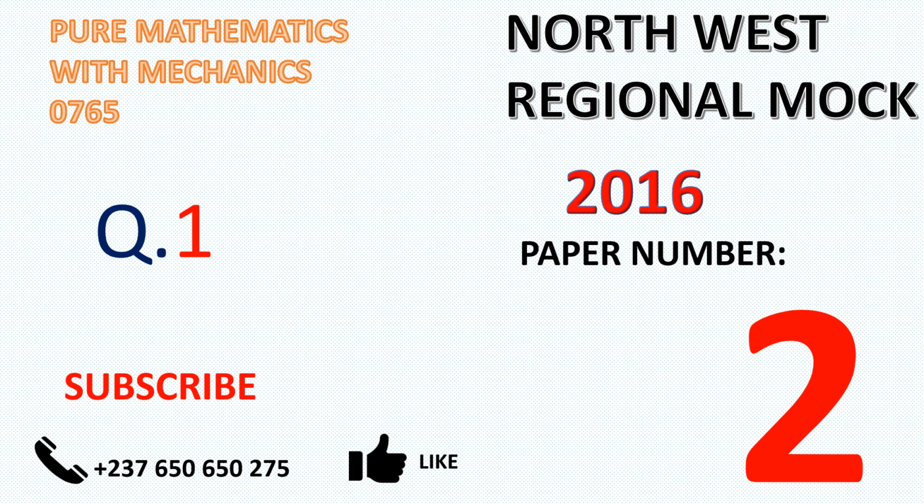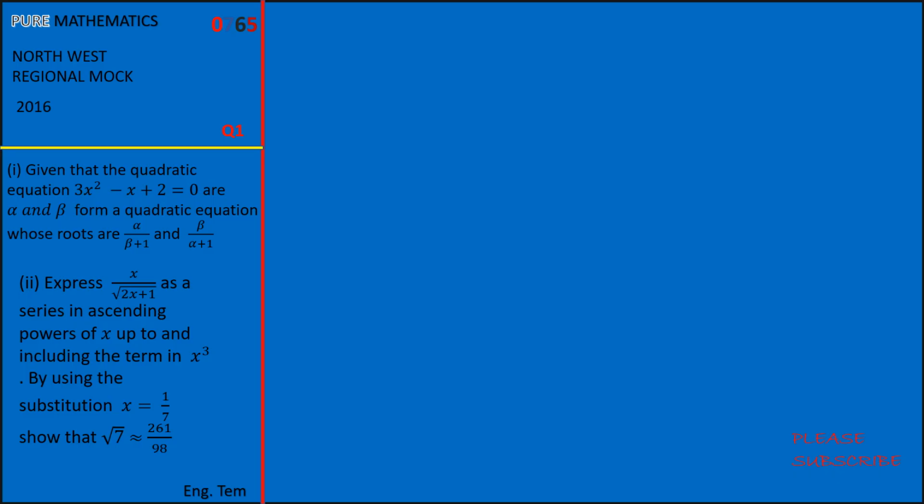Now let's get to the question proper. The first part reads: given the quadratic equation 3x squared minus x plus 2 equals 0, and given that the roots of the quadratic equation are alpha and beta, form a quadratic equation whose roots are alpha over beta plus 1 and beta over alpha plus 1.